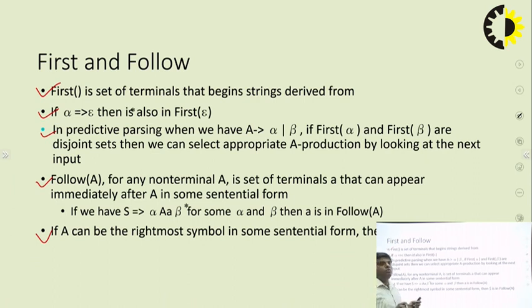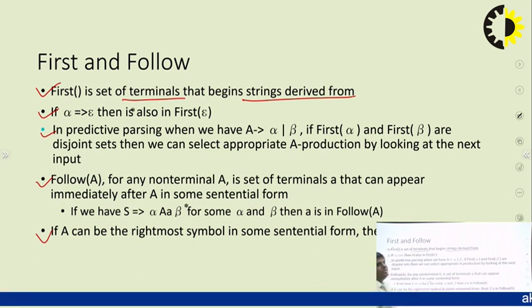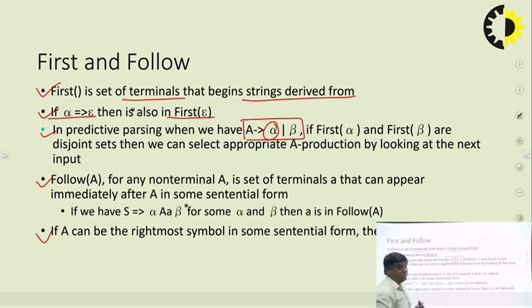In first and follow, we have the combination of all terminals along with epsilon. The first is the set of terminal strings derived from the given context-free grammar, and epsilon is also included in the first. Now in the predictive parsing table or any context-free grammar, what is known as the first? The first is the first symbol of the first non-terminal symbol of any production rule.